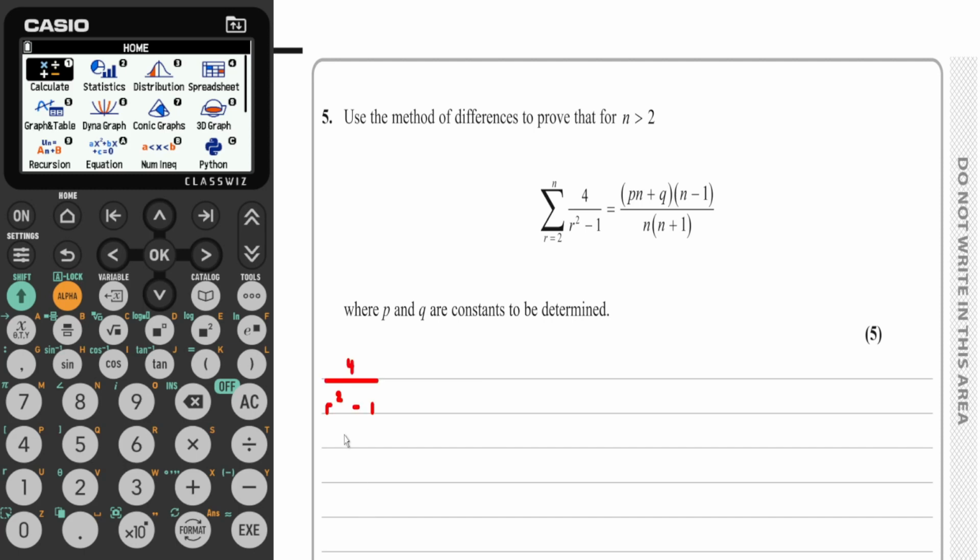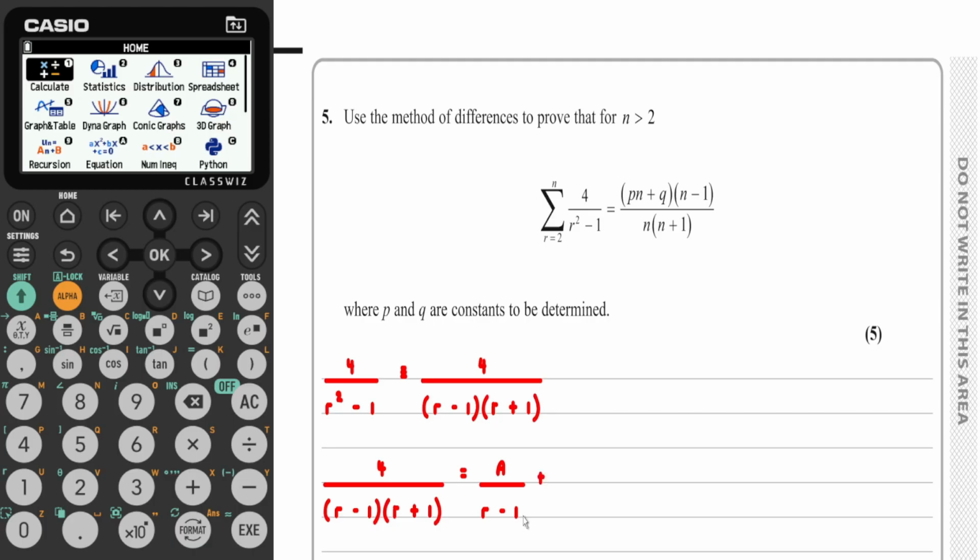this 4 over r squared subtract 1 can be rewritten as 4 over r subtract 1 times r plus 1. R squared subtract 1 is a difference of two squares, which we have rewritten as r subtract 1 times r plus 1. Now, if we take this 4 over r subtract 1 times r plus 1, we can rewrite this using partial fractions, and we can rewrite it as follows. We have a over r subtract 1 plus b over r plus 1, and we need to find out the value of a and the value of b.